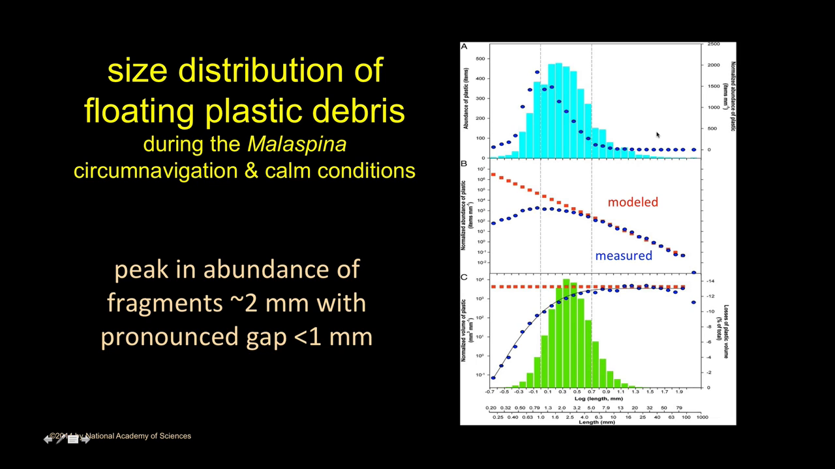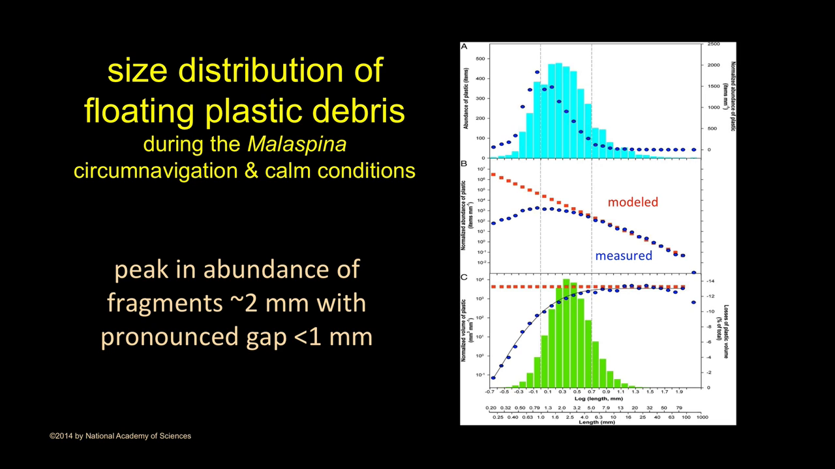And so the red here in this figure is the distribution, and this is the length. This is a log scale, going from relatively small to relatively large pieces that we're going to encounter. The red is the modeled, so this is what we'd expect to see based on, let's assume X number of tons going into the ocean, etc. The blue is what they found by sampling various sites across the ocean. So the measured size distribution of plastic does not match the theoretical prediction of how these pieces break down. So why might that be?